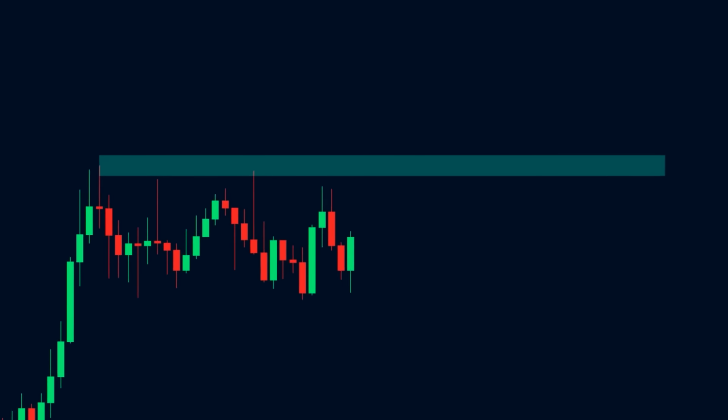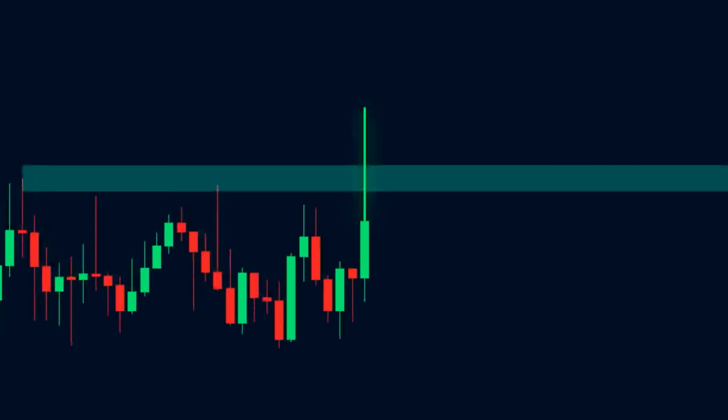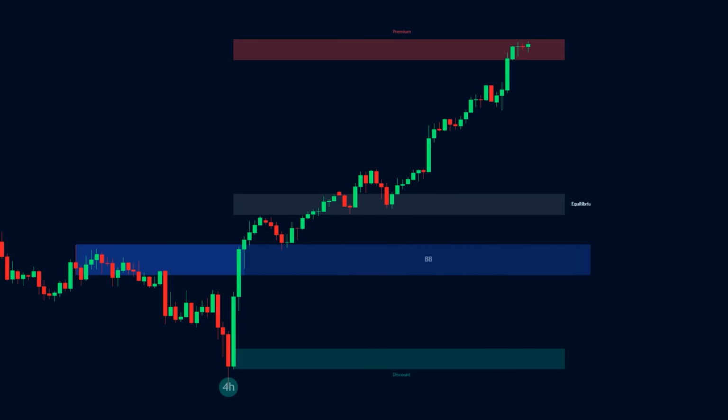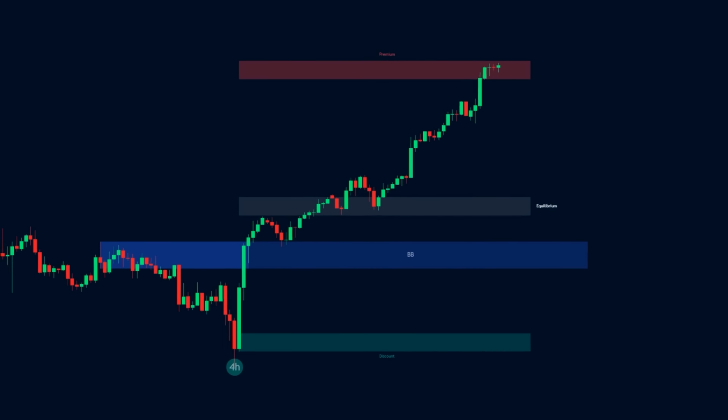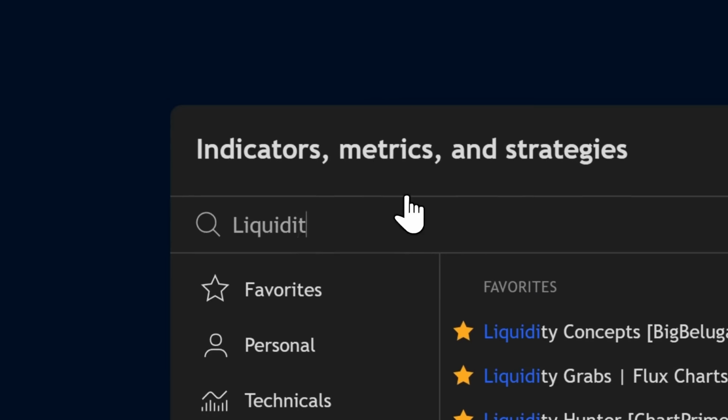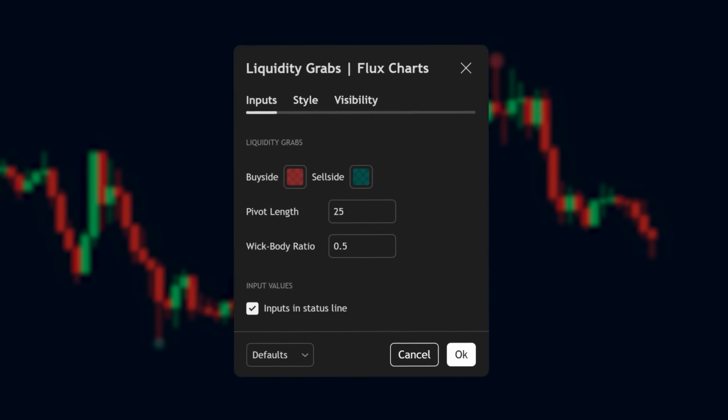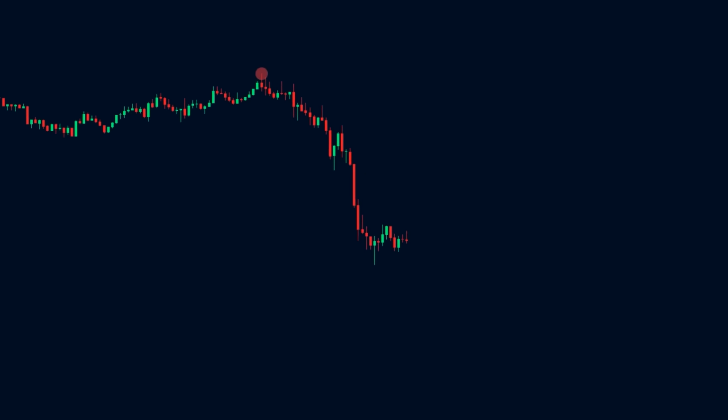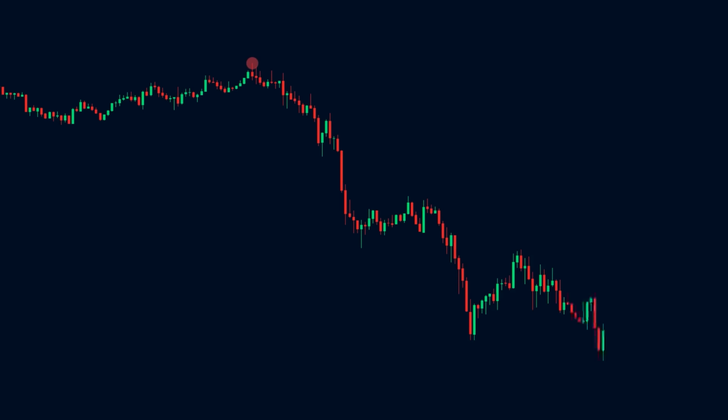And this is why liquidity grabs are so powerful. They aren't random wicks. They're footprints of where the market flips control. Pair them with structure and context, and you'll start catching entries most traders never see. Load the free indicator on TradingView right now. Experiment with the settings and watch how many major reversals line up perfectly with liquidity grabs.